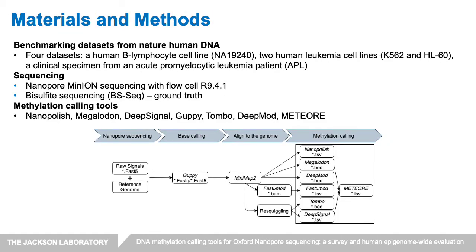We prepared 4 datasets from native human DNA and generated nanopore sequencing and bisulfite sequencing at the same time. We compared 7 methylation calling tools: Nanopolish, Megalodon, DeepSignal, Guppy, Tombo, DeepMod, and METEORE. After the base calling step for nucleotide sequence and genome alignment, we followed each tool's instructions to do methylation calling.